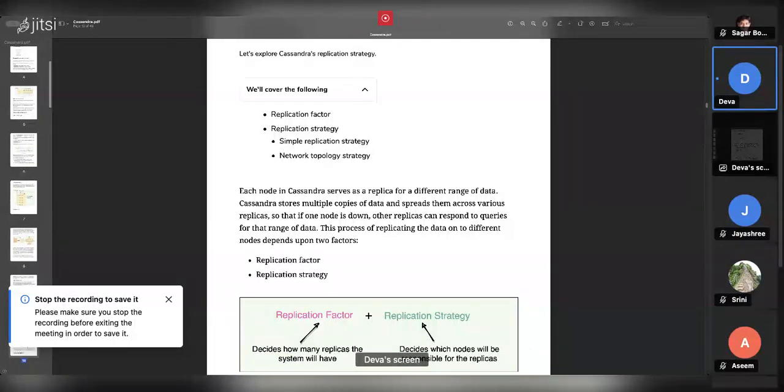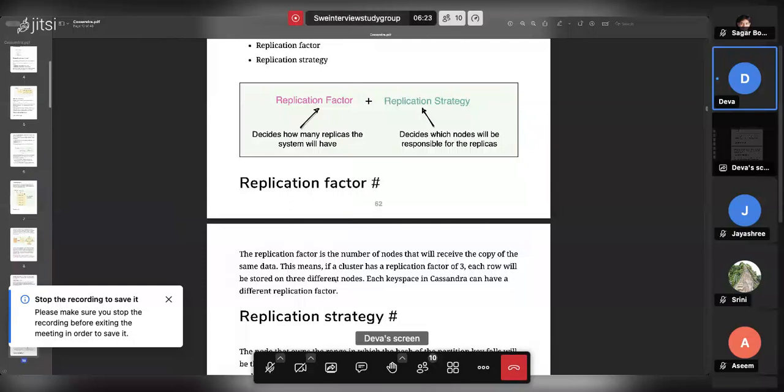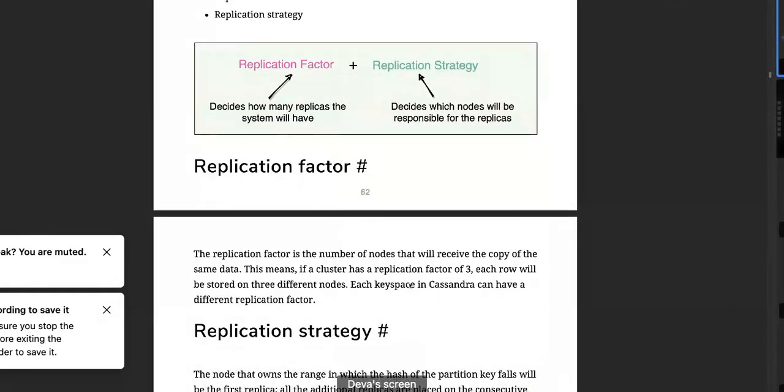The replication factor is the number of nodes that will receive a copy of the same data. This means if a cluster has a replication factor of 3, each row will be stored in 3 different nodes. Each key space in Cassandra can have a different replication factor. The main thing is the replication factor can be given at the key space level. So when we define a key space, we tell it what the replication factor will be. If a cluster has a replication factor of 3, each row will be stored in 3 different nodes.